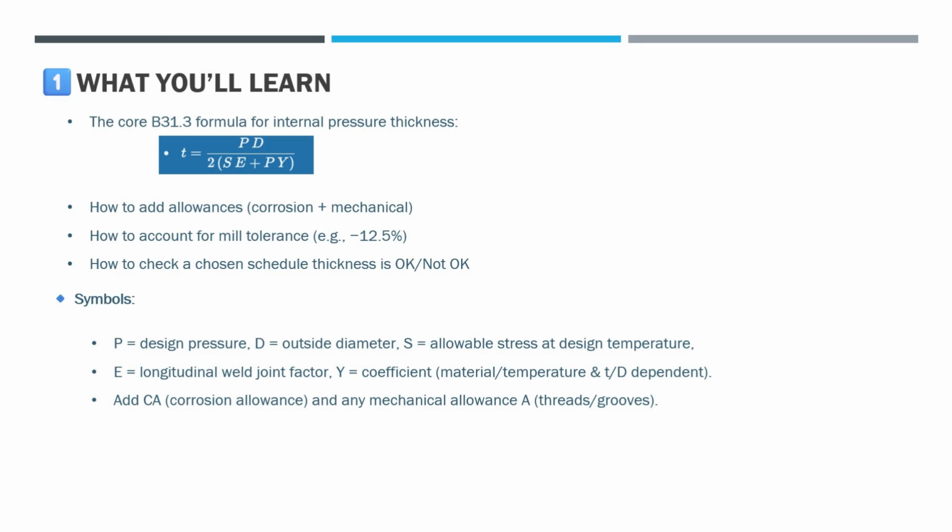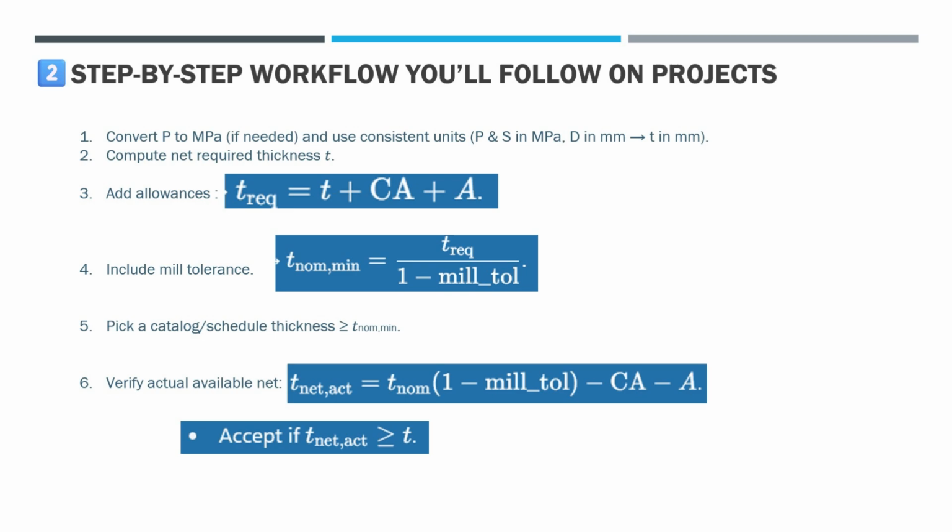Then we add CA, the corrosion allowance, and A, the mechanical allowance, such as threads or grooves. Step-by-step workflow. Step 1, use consistent units: P and S in MPa, D in mm, and t comes out in millimeters. Step 2, compute the net required thickness t. Step 3, add allowances: t_req equals t plus CA plus A.